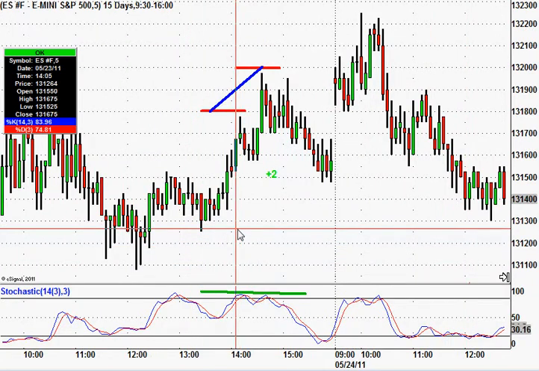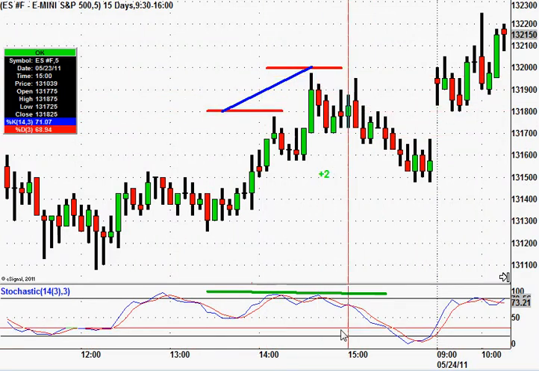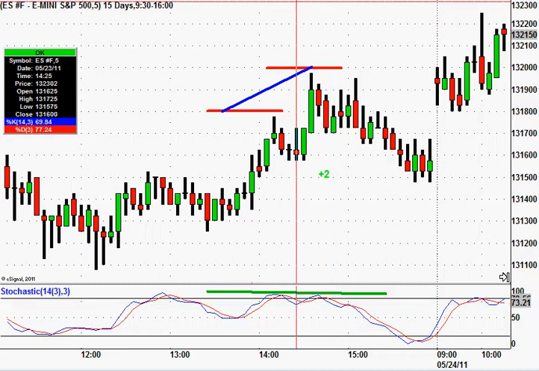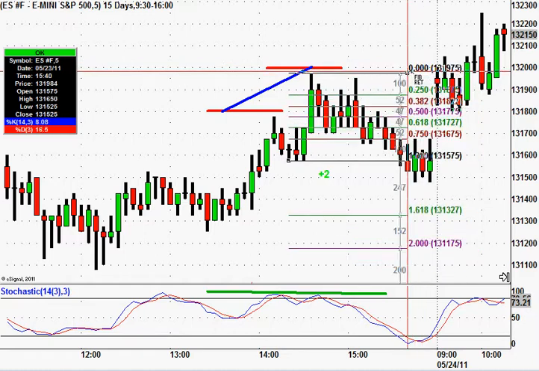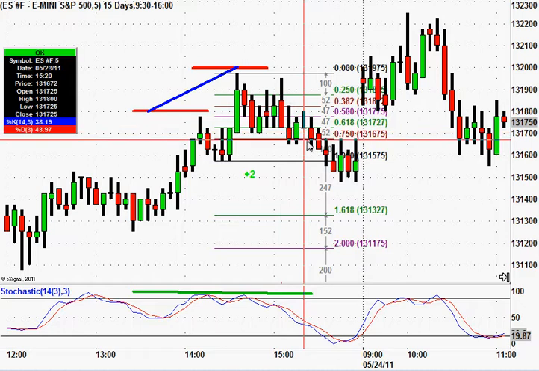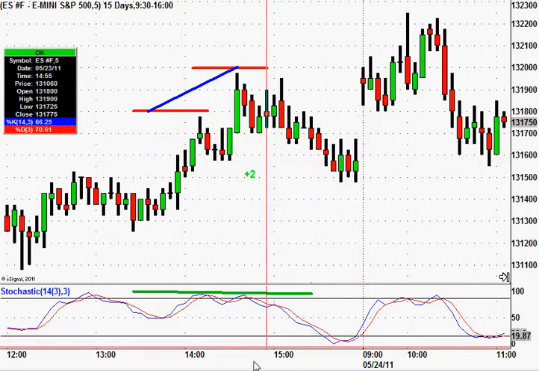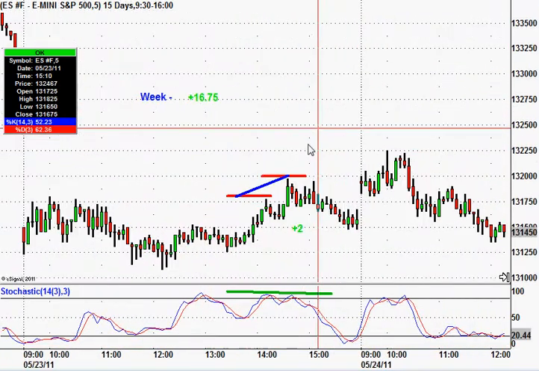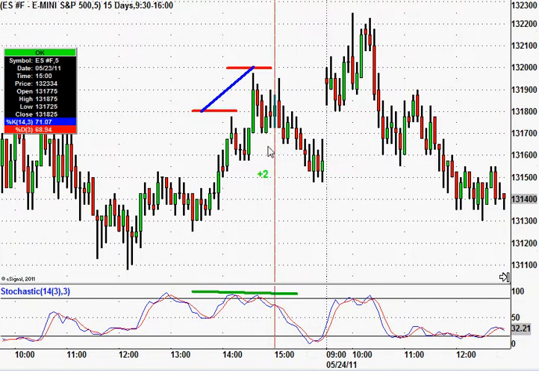On the 23 you have again higher high and stochastic is lower. You should enter in this candle. Let's see if you have, yeah, you enter here and you exit here, 2 points, okay. So, and this would have been a week where you could have made 16.75 handles on the S&P in 1 week.